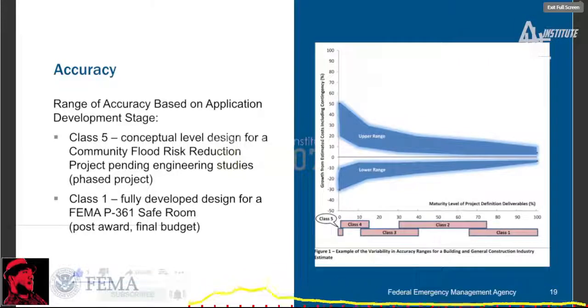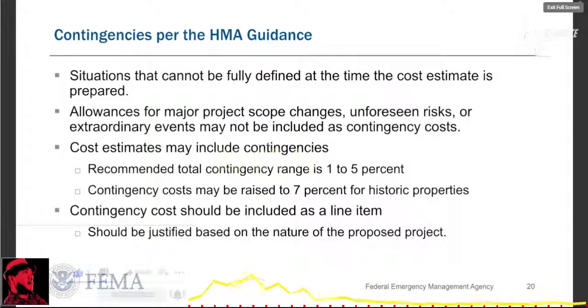Because of the limitation of accuracy of cost estimates, contingencies are allowed under FEMA guidelines. Contingency cost is allowable in the total estimated cost to cover situations that cannot be fully defined when the cost estimate is prepared, but that will likely result in additional eligible costs. However, allowances for major project scope changes, "unforeseen risk," or extraordinary events may not be included as contingency costs. Those major changes should have their own categories.